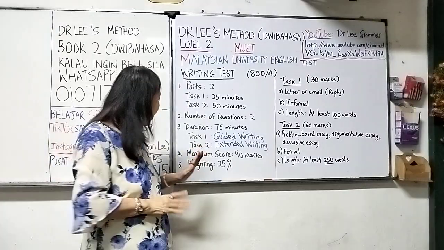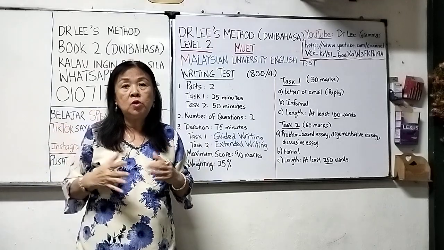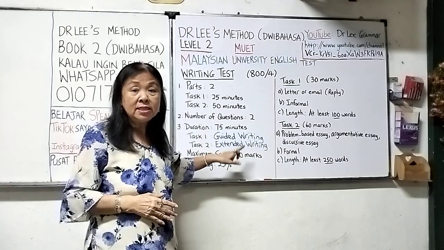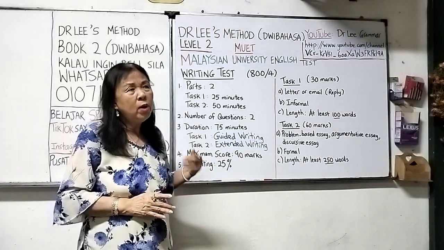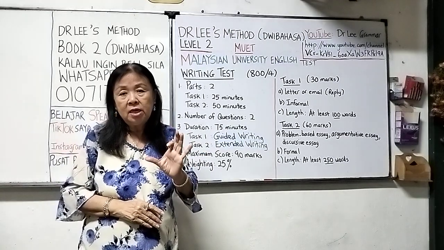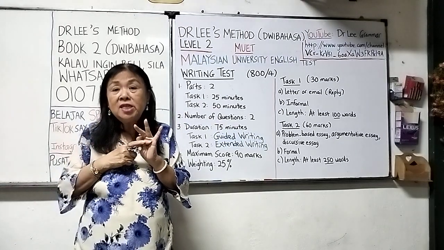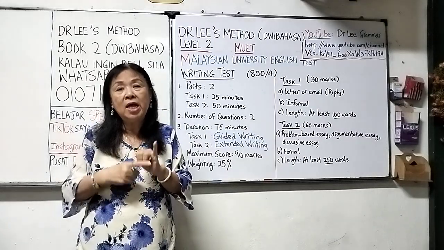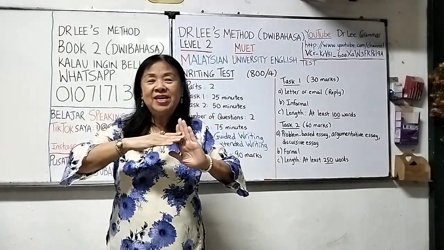No. Okay? Maximum score. Let us say you can write so well, you get full marks. The full marks is 90. And this 90 marks will be equal to 25% weighting. Weighting, I will simply put it as a percentage. So the percentage for writing is 25%. Reading, 25%. Speaking, 25%. Listening, 25%. Total, 100%.